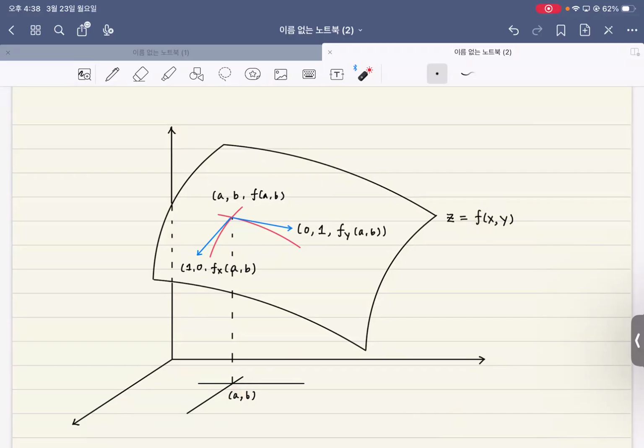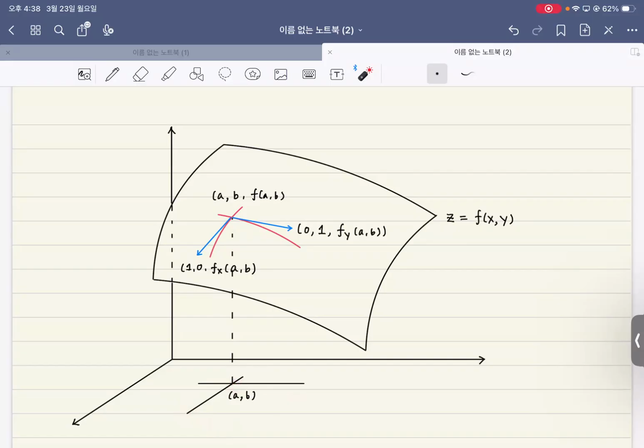If this is the point (a, b), there must be a corresponding point on the graph surface. So this is (a, b, f(a, b)). This is the corresponding point. Now, what I want to do is this. I want to draw a straight line passing through this point on the xy plane.